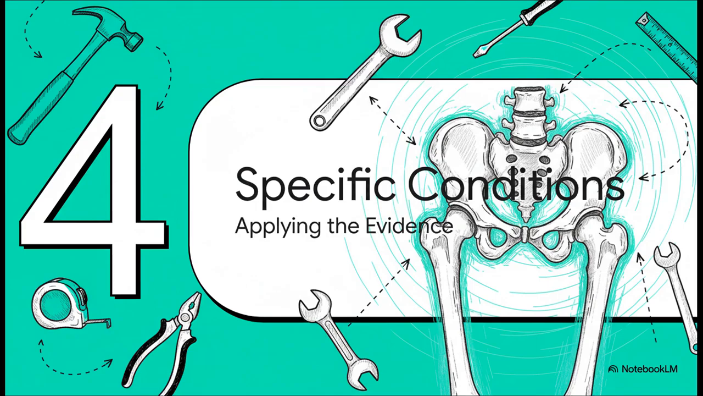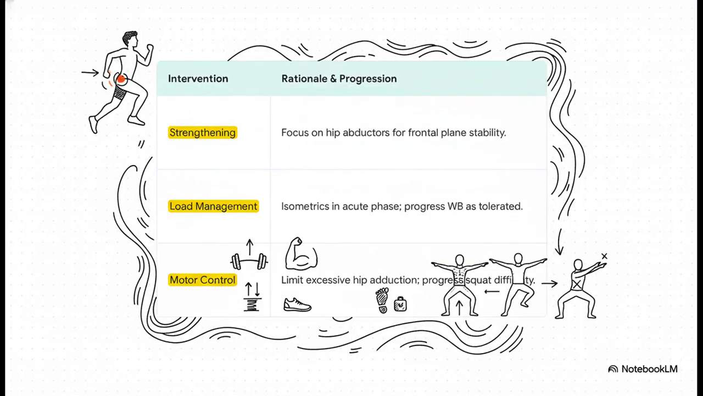Okay, so our toolbox is getting pretty full. We've got our principles, we've got our interventions. Now, let's see how it all comes together. Let's start applying this to the specific conditions you're going to see in the clinic. Remember that runner from the beginning, the one with lateral hip pain, likely GTPS? Let's circle back to him.